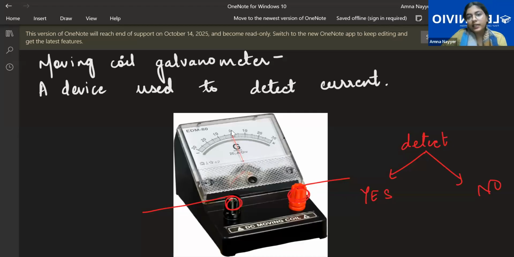Yeah, you can predict one thing. If the deflection is more, it means current is more. If deflection is less, it means current is less.